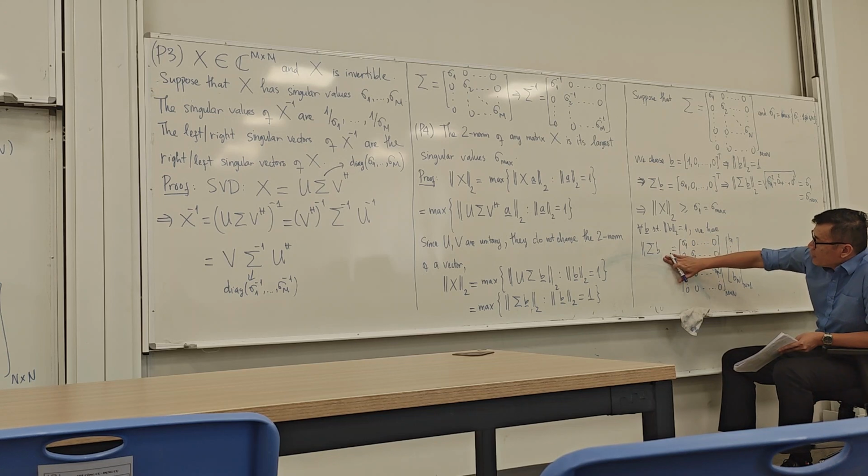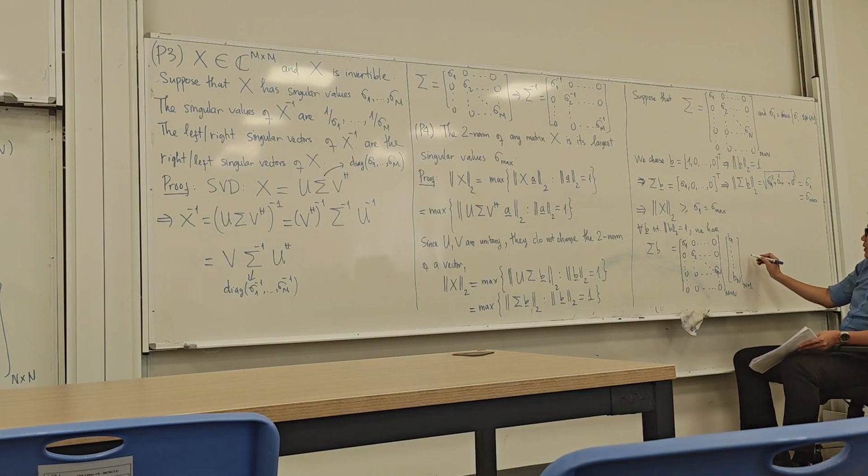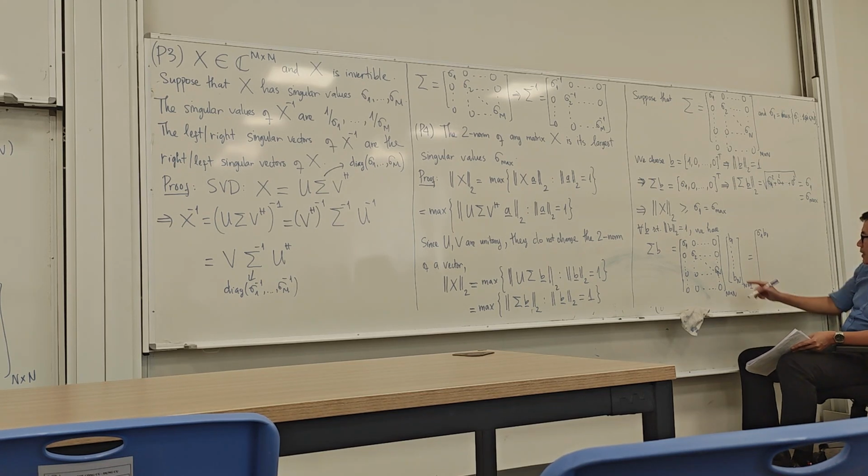I think I should have this one first, and then I have the vectors. This one with this one, I have sigma 1 b1. This one with this one, I have sigma 2 b2, and so on. This one with this one, I have sigma n bn. And all here is 0. This is m by 1.